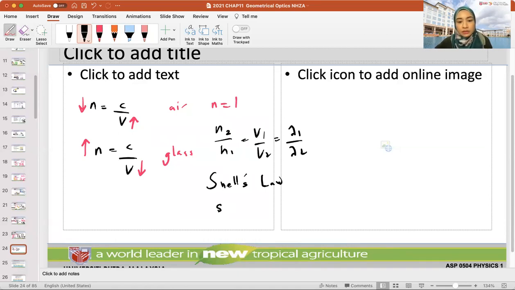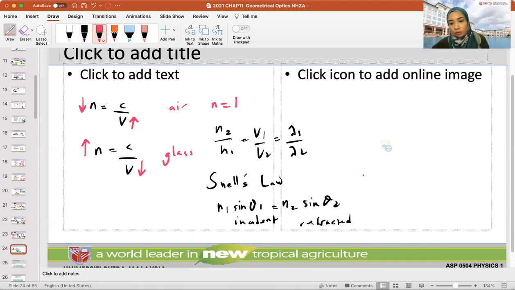Okay, so Snell's Law: N1 sin theta 1 equals N2 sin theta 2. So this is going to be your incident medium, and this is going to be the refracted light over here. N2 will be referring to the medium where the light is being refracted. Theta 2 will be the angle of refraction. N1 is the medium in which the light is incident, or where it starts to enter. And then theta 1 is the angle with respect to the normal in the incident medium.